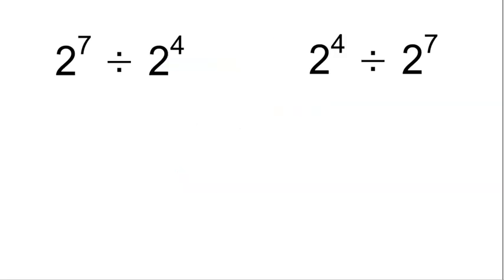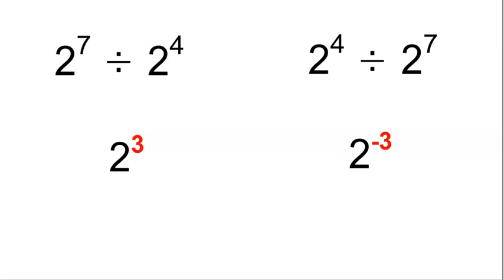Let's take a look at an example of a quotient. I have 2 to the 7th divided by 2 to the 4th. And what if I reverse the order of the dividend and the divisor? 2 to the 4th divided by 2 to the 7th. Would they be different? When we apply the rules of exponents, and we subtract these two exponents here and keep the base the same, the answers are similar, but not exactly the same. In the first example, we have a power of 3 that's positive, and in the second, it's negative.